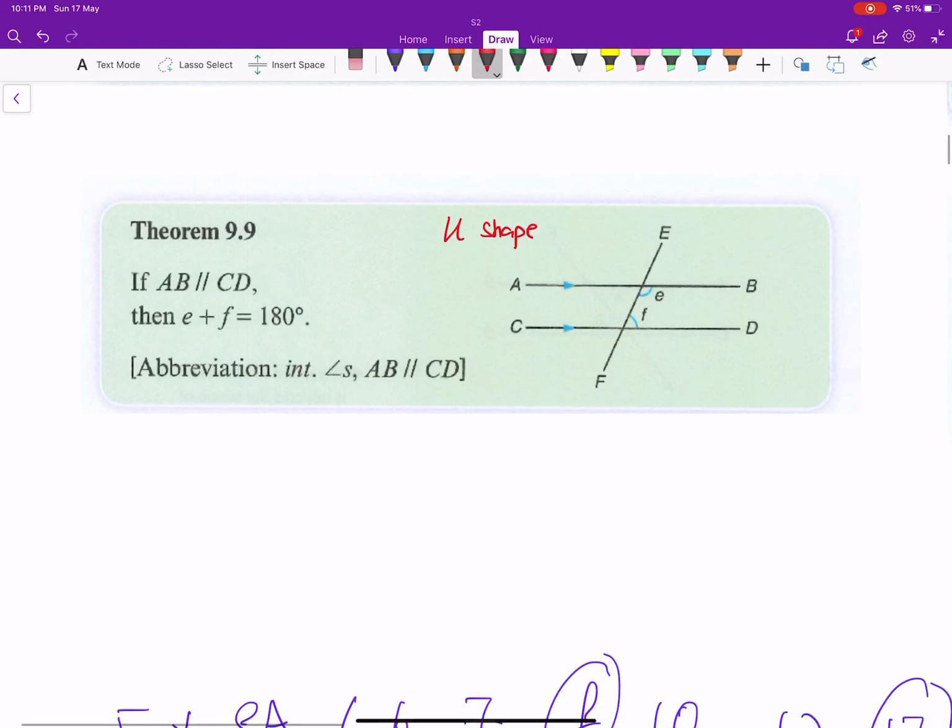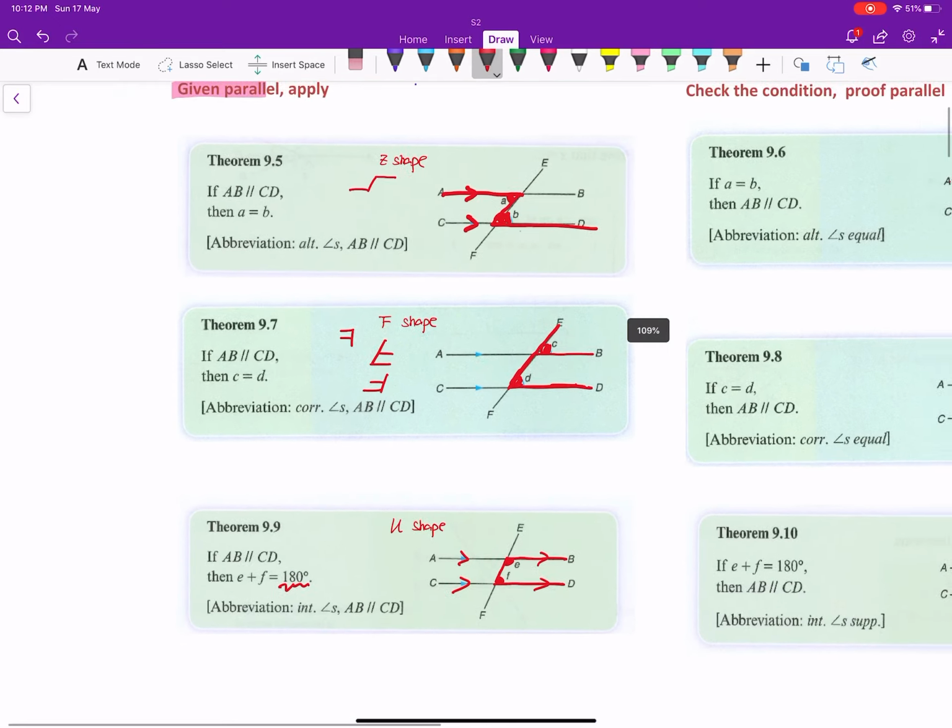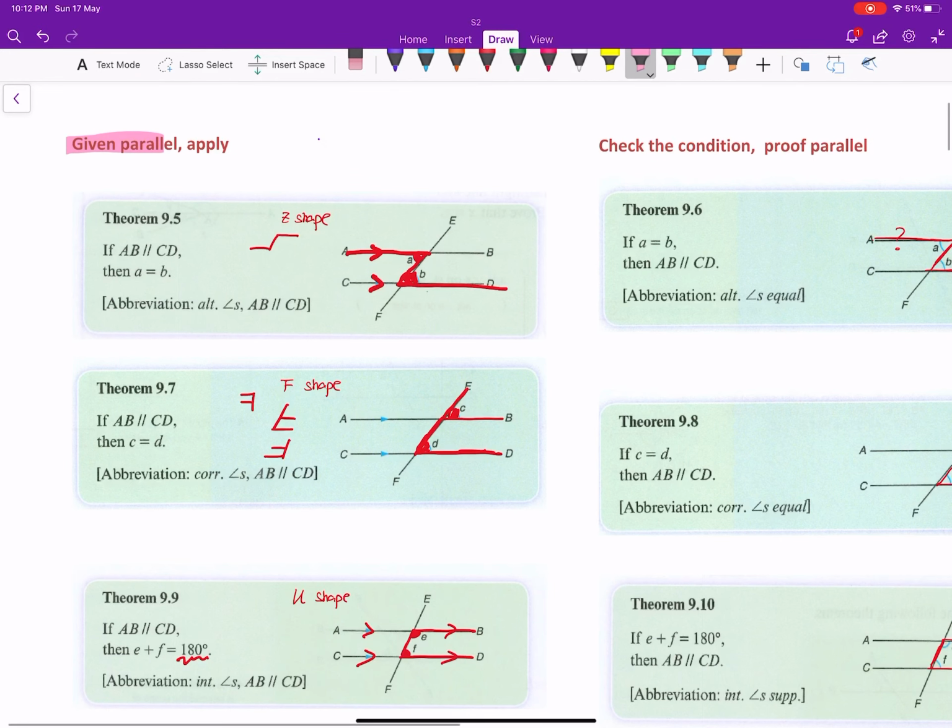And AB and CD are parallel. If we can draw a U shape, the angles inside the U shape, E plus F equals 180 degrees. So they are a pair of interior angles. So here, if it is given a pair of parallel lines, in the reason you need to write down the name of the parallel lines, AB parallel to CD.